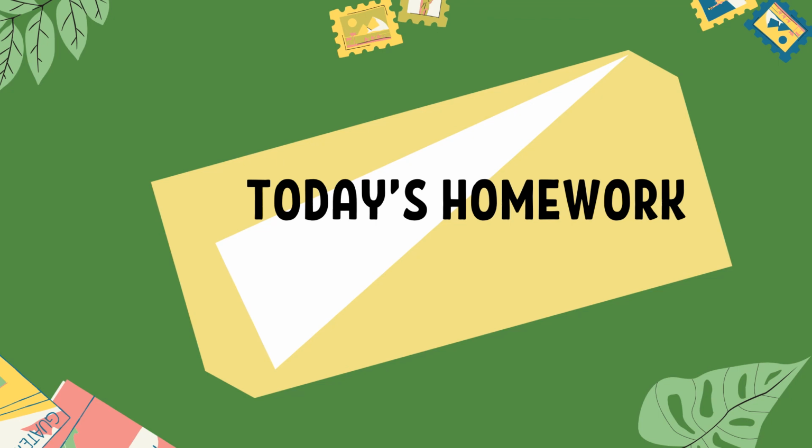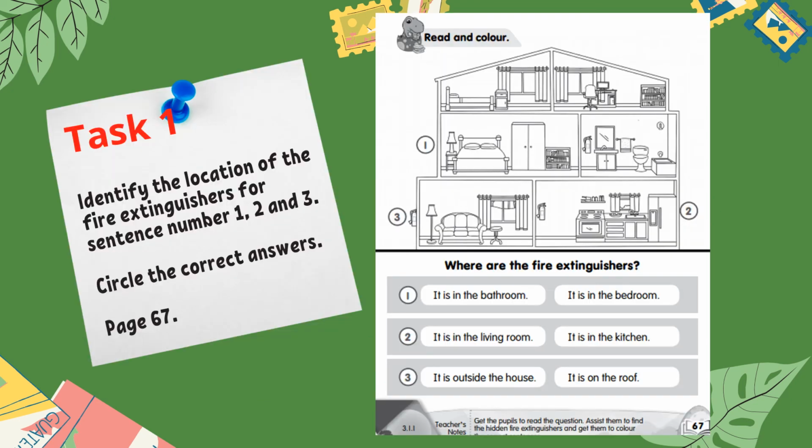Okay, now it's time for you to do your homework. Task number 1. You have to identify the location of the fire extinguishers for sentence number 1, 2, and 3. And then you have to circle the correct answers. Page 67 in your activity book.